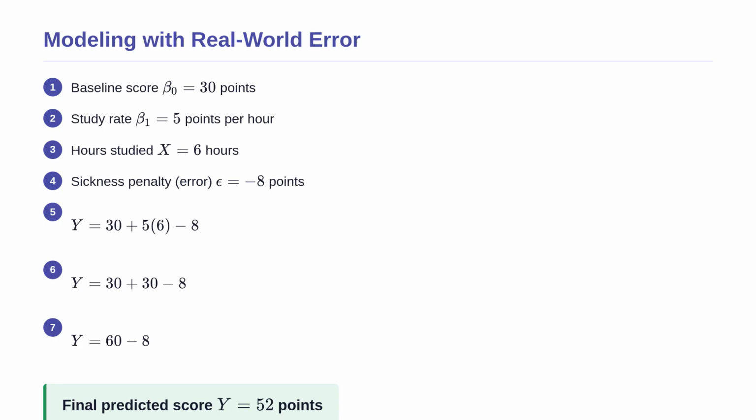We plug these into our model. Beta 0 is 30, beta 1 is 5, and x is 6. The sickness is an unmeasured random factor, so our error term, epsilon, is negative 8. We multiply 5 by 6 to get 30 points from studying. Adding the baseline gives a theoretical perfect score of 60. Finally, we subtract the 8 points of error. The final predicted score is 52. This proves why the error term is critical. It acknowledges that our math cannot perfectly capture the messy real world.